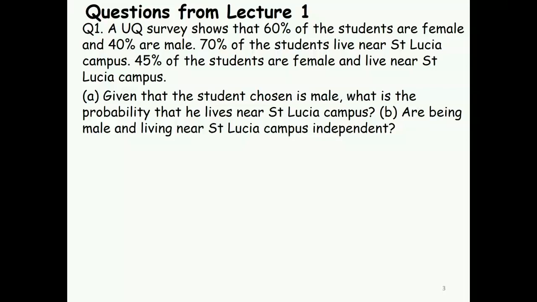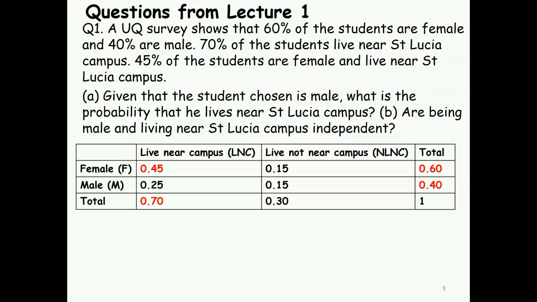The first thing that you have to do is put it in a 2x2 table of rows and columns. I took the information here and constructed this one. The probability of female, 60, probability of male. Those red ones are given. The probability of female and live near campus, 0.45.